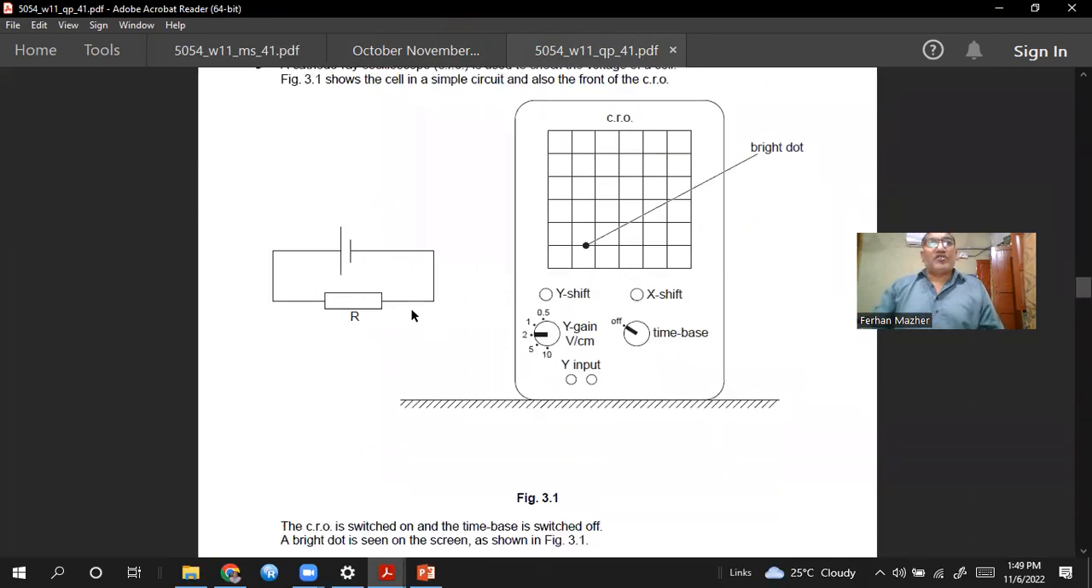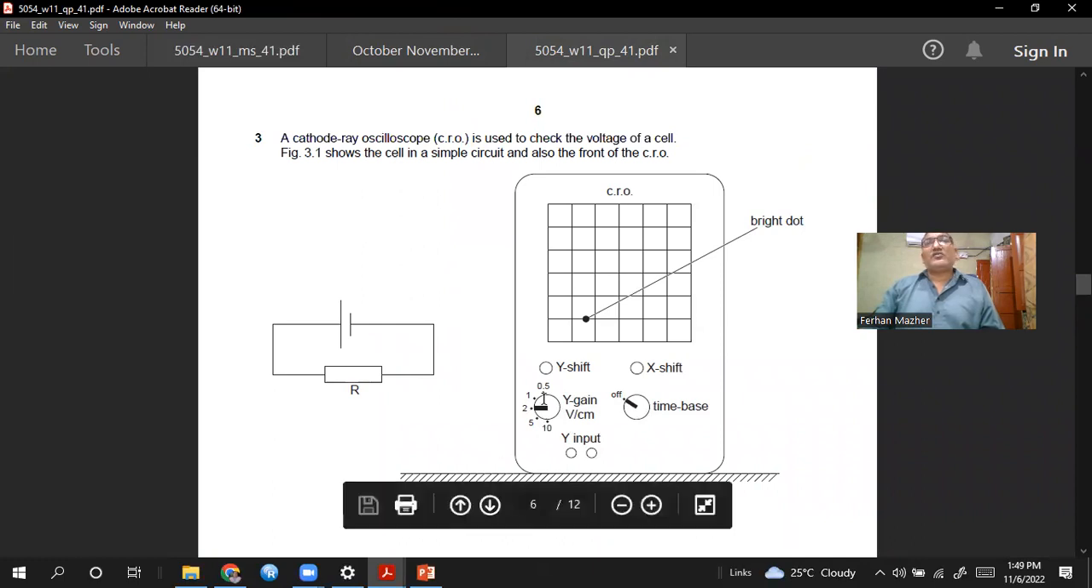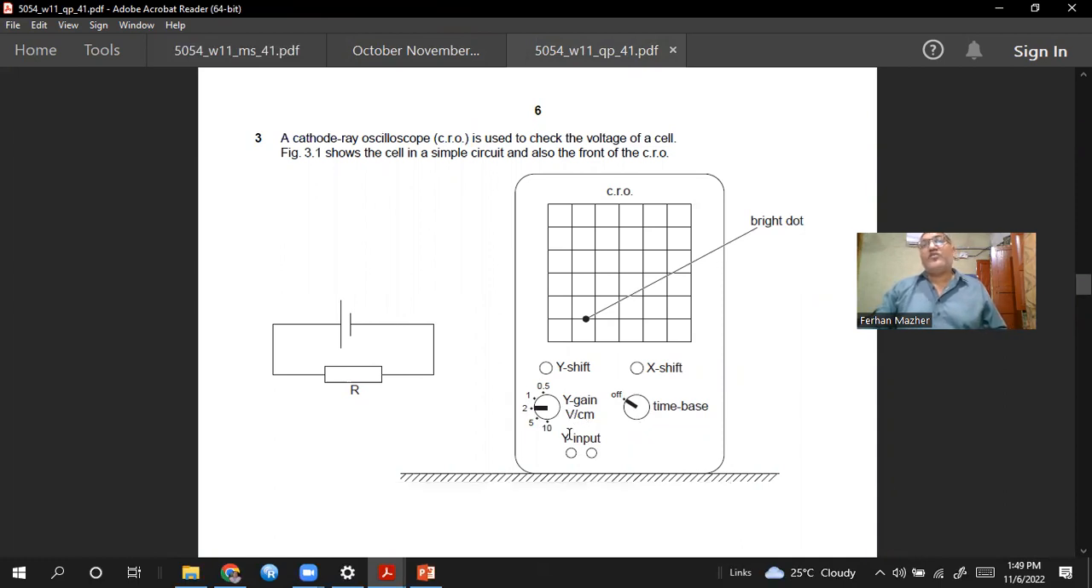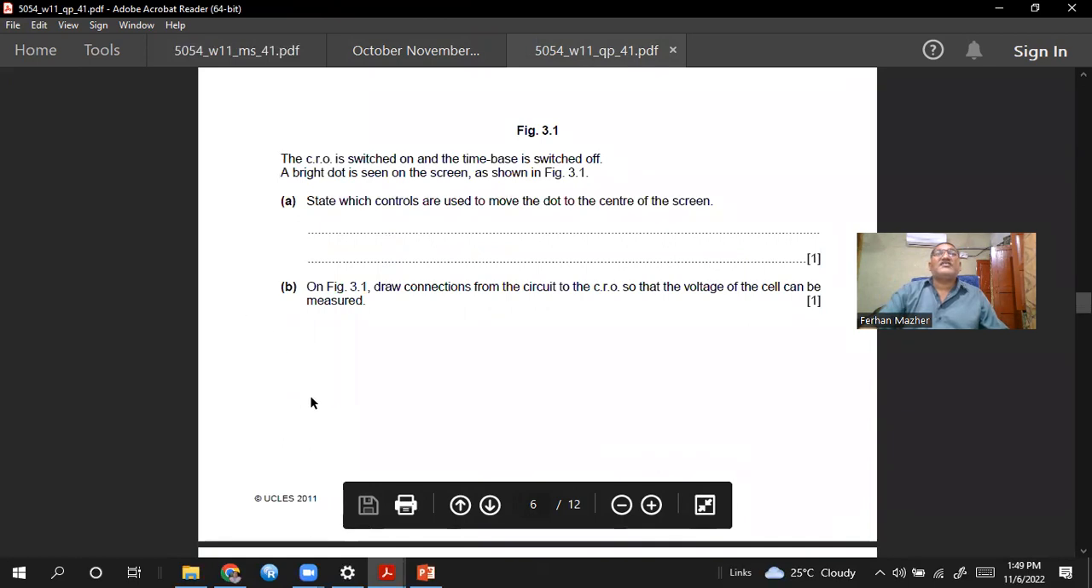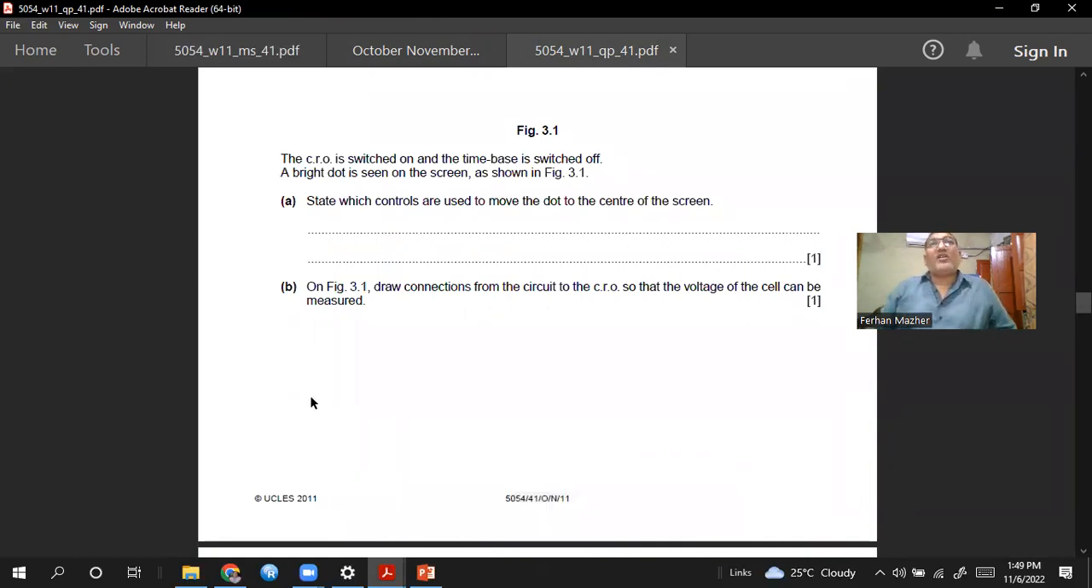So this is the CRO. The Y gain is set at 2 volts per centimeter. The time base is on. This is X shift, Y shift, and these are the inputs. The CRO is switched on and the time base is switched off. A bright dot is seen on the screen as shown in figure 3.1. State which controls are used to move the dot to the center of the screen.